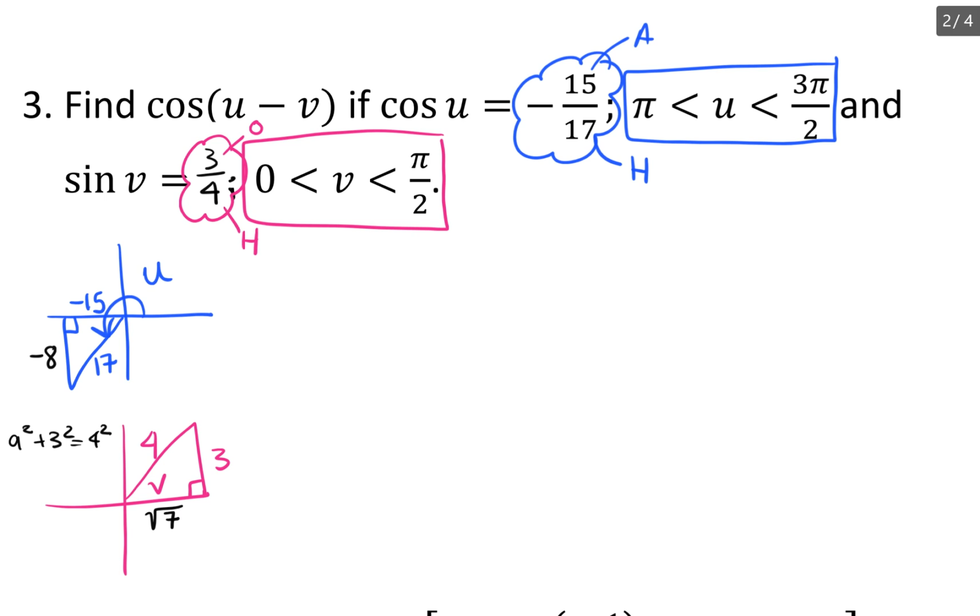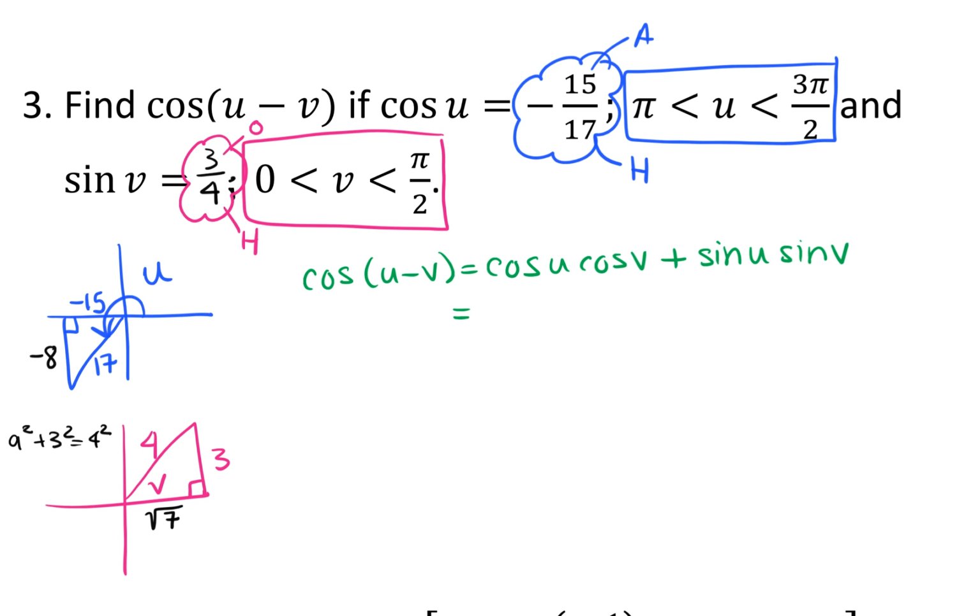All right, so we have our square root of 7 there, and that's angle V. Now all we have to do is apply that formula. So we're doing the cosine of U minus V. We know that's cosine times cosine plus, it's the opposite, right? And then it's the sine and the sine.